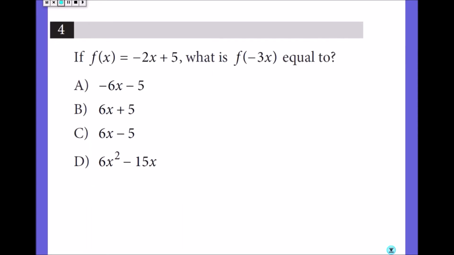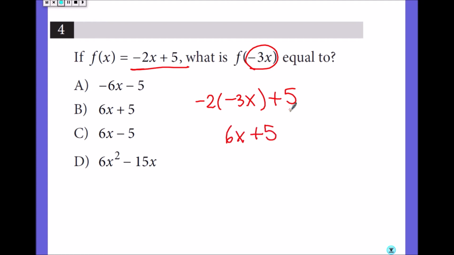If f of x equals negative 2x plus 5, what is f of negative 3x equal to? So instead of x, I put negative 3x. So negative 2 times negative 3x is 6x plus 5. So it is B.